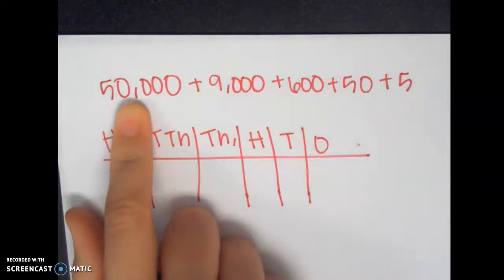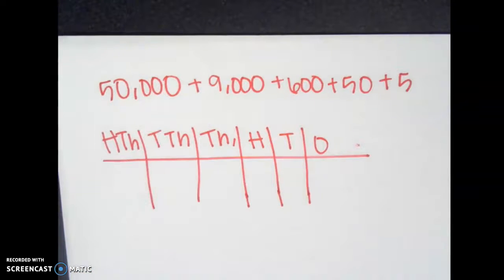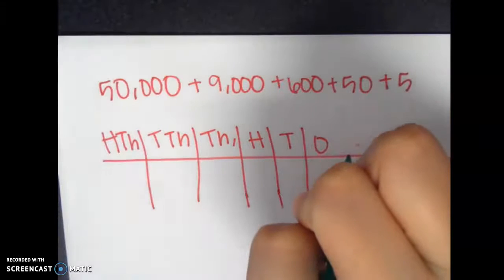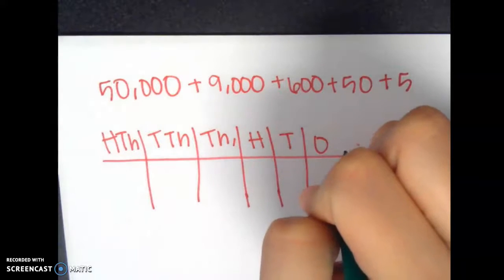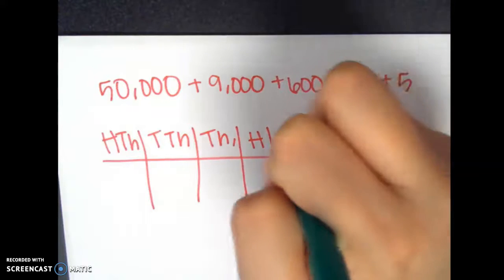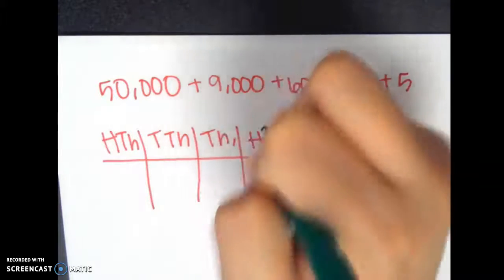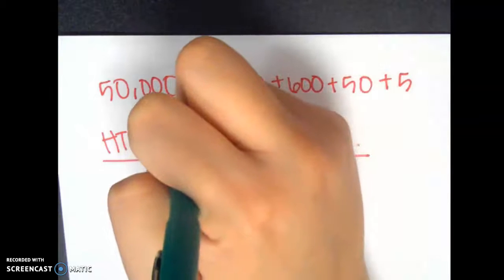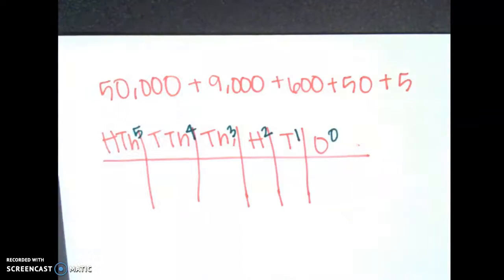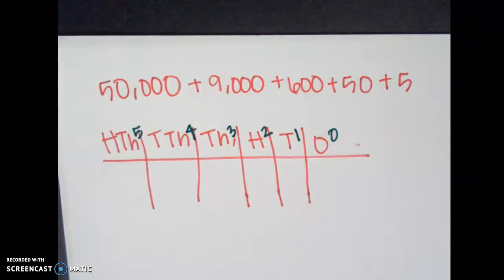And 50,000, well, I already have my place value chart drawn. So I'm going to plug in my numbers to help me remember how many zeros are in that place value. So my ones place value has 0, my tens has 1, my hundreds has 2, thousands has 3, 10,000 has 4, and 100,000 has 5. So I can start plugging these numbers in.